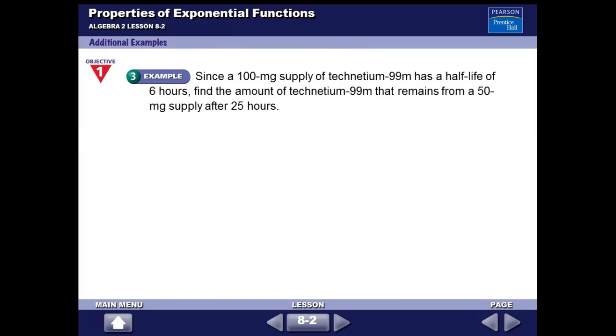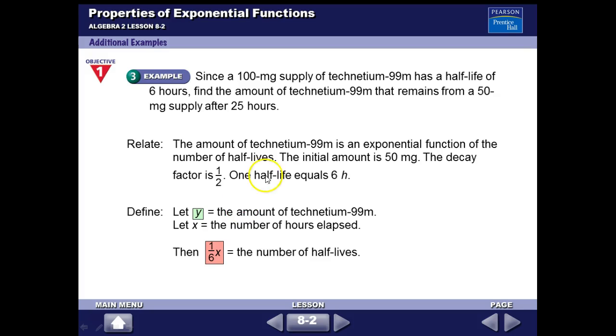Word problem. Go ahead and pause the video and read it. Alright, now that you've read it, we know the initial amount we have is 50. The decay factor is 1/2, and the half-life equals 6. So it says a half-life of 6 hours.